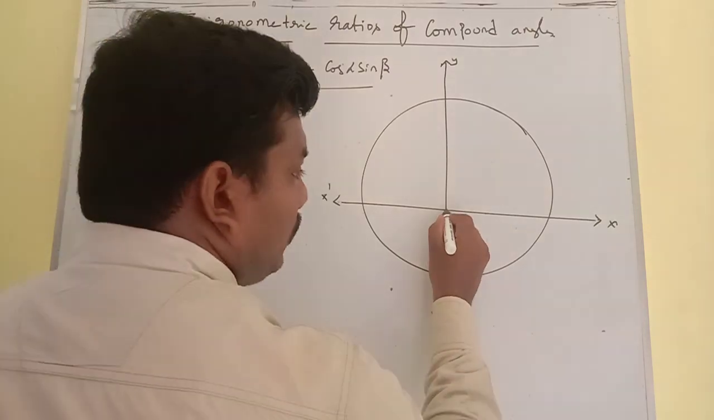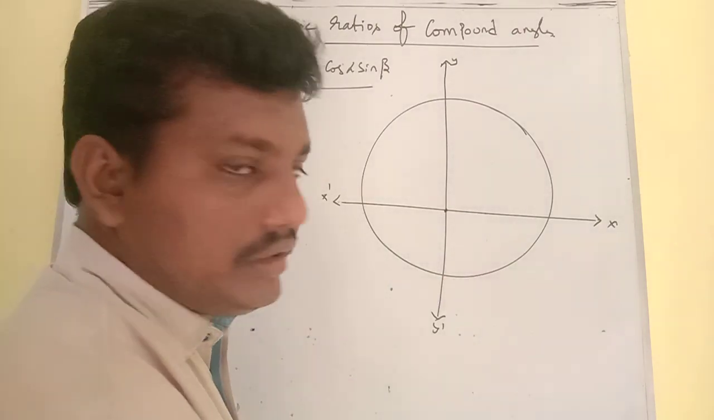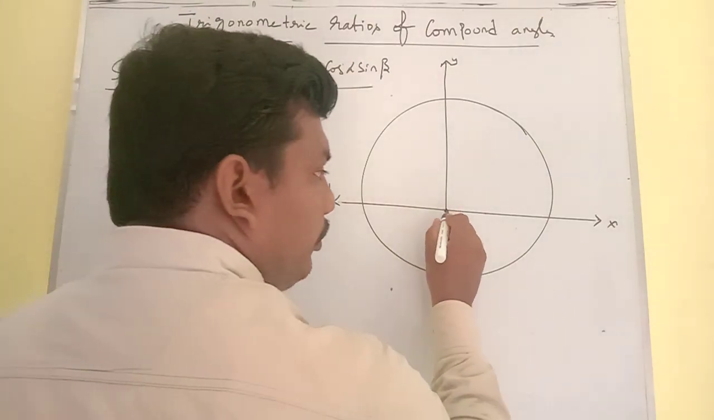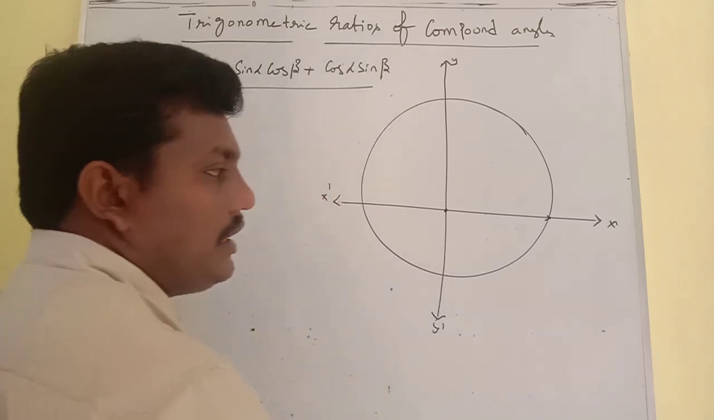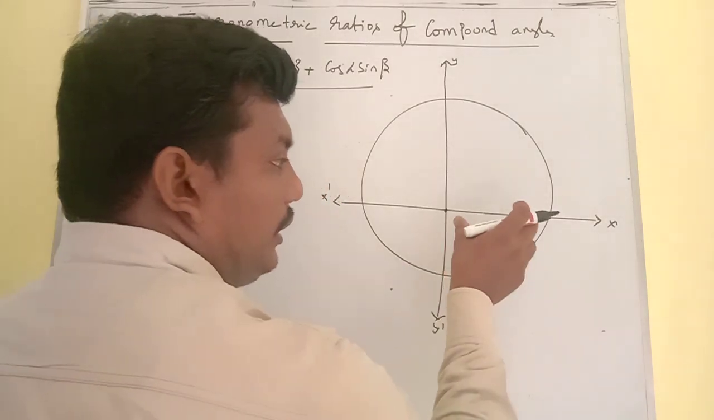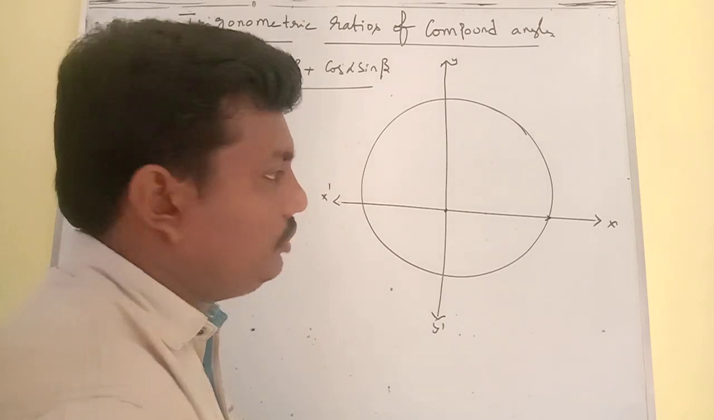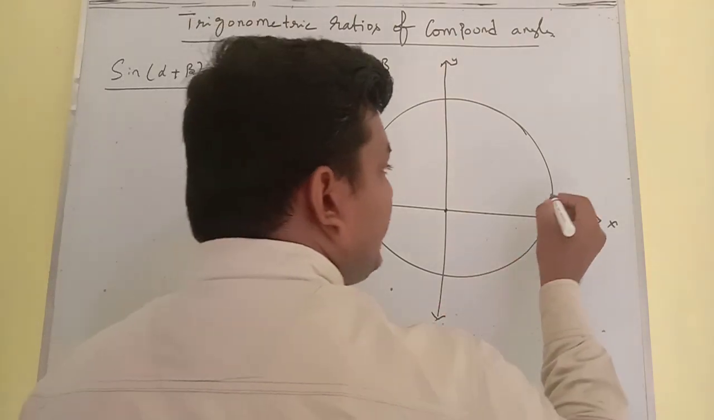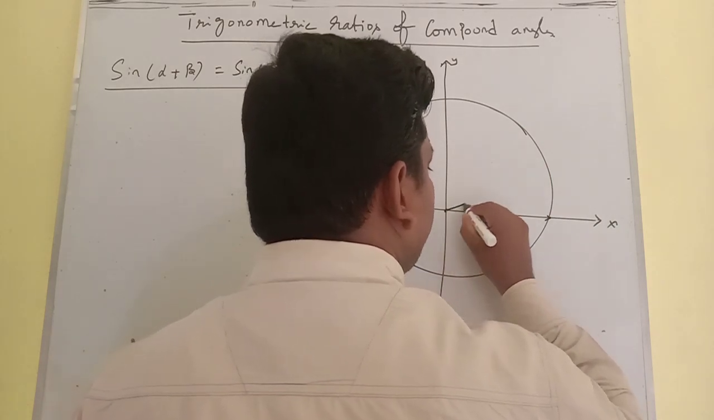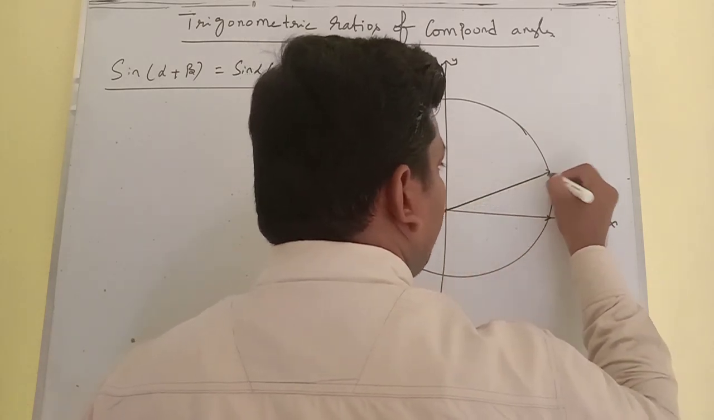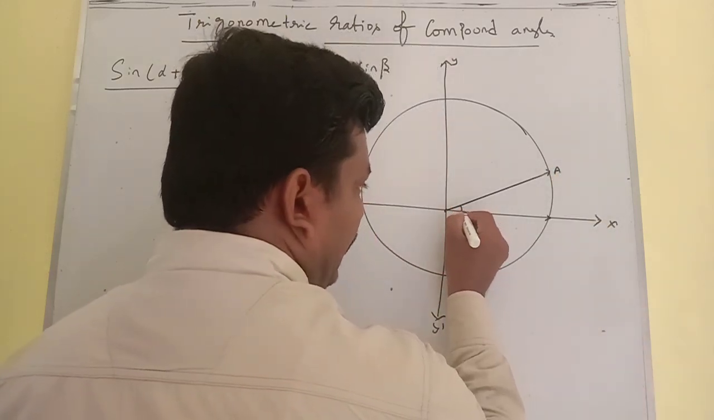Let me consider the origin point. The origin point is a fixed point. From this fixed point, one ray is rotating. The initial position is on the positive x-axis. Suppose this ray rotates in the anti-clockwise direction; its first position will be here. Let me consider this as position A. It makes an angle alpha.